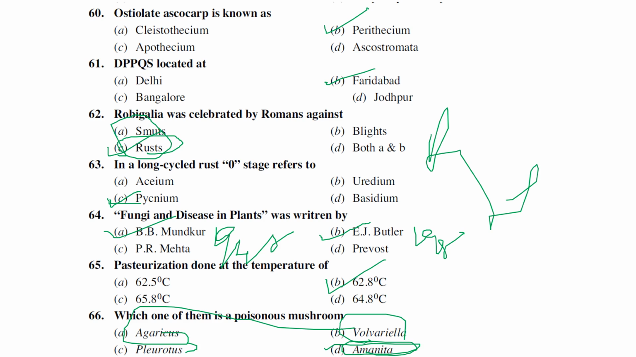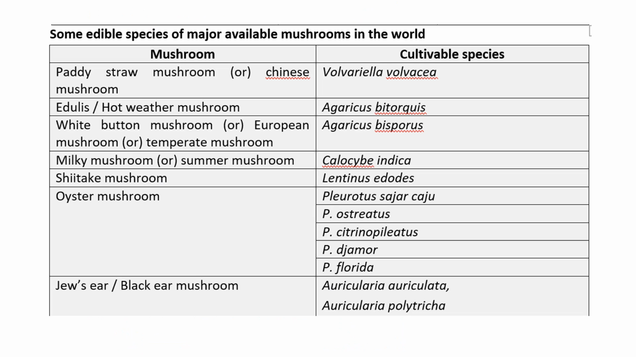The common names of the mushrooms, like what is the Agaricus mushroom, were mentioned in the next slide. These are some edible species of majorly available mushrooms that are cultivated all over the world. The paddy straw mushroom, or otherwise called Chinese mushroom, Volvariella volvacea, and edulis or hot mushroom, Agaricus bitorquis, and white button mushroom, that is Agaricus bisporus, and milky mushroom or summer mushroom, Calocybe indica, shiitake mushroom, Lentinus edodes, oyster mushroom, generally Pleurotus sajor-caju or Pleurotus species, because various species of Pleurotus generally come under this oyster mushroom.